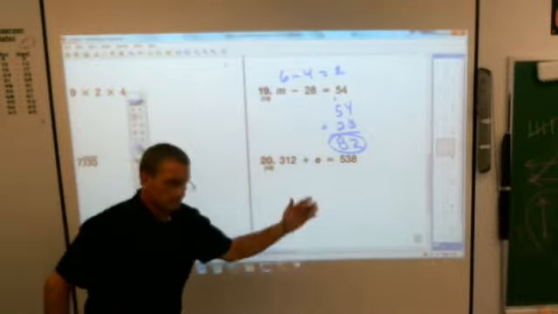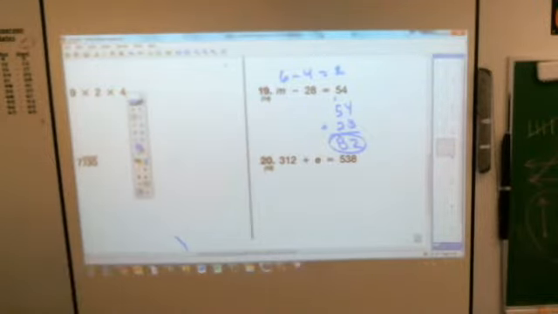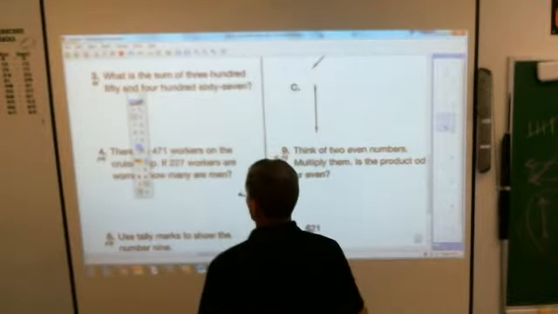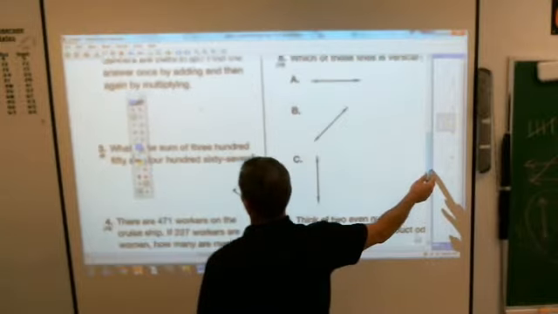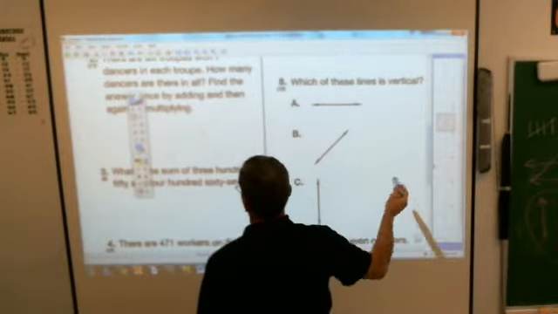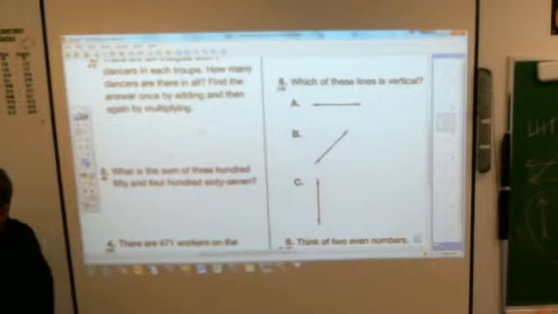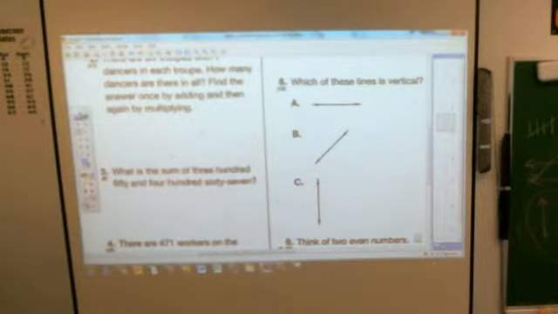James? For number 2, you should have 7 + 7 + 7 + 7 + 7 + 7 and then also do the times. Does it say to do both of them? Yes. Then the answer is yes, you should. All right, good. If it says to do both, find the answer once by adding, once by multiplying.